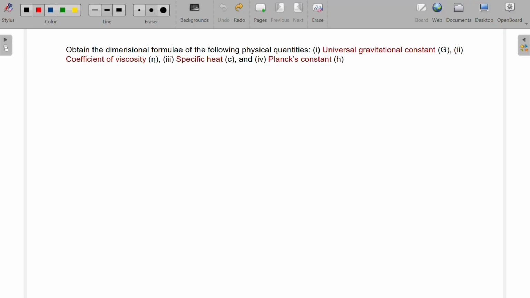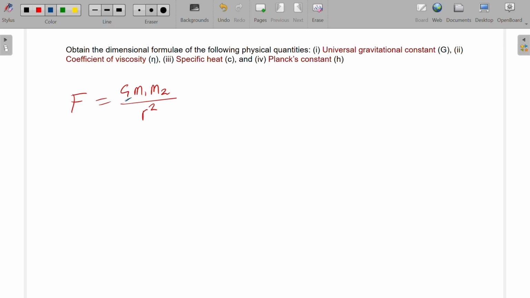Now let's look at the first one, which is the universal gravitational constant, G. From Newton's law of gravitation, the force is given by G multiplied by M1 multiplied by M2, divided by R squared, where F is force, G is the universal gravitational constant, M1 and M2 are masses, and R is radius. So what we are looking for here are the dimensions of this G.